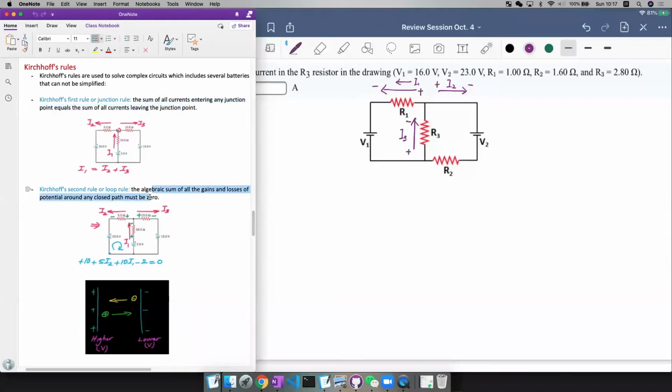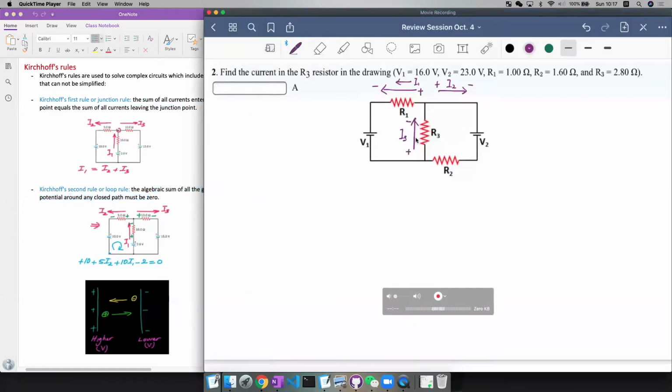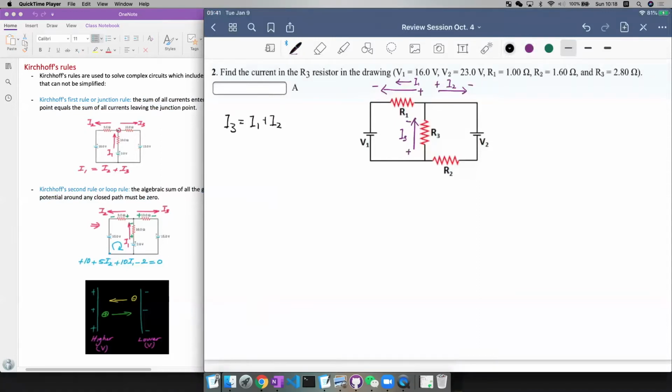We can use this rule to derive 2 equations because we have 3 unknown variables here, right? We have I1, I2, I3, and we are looking for I3. So from the first rule, we have I3 equals I1 plus I2, right? This is the first equation we have, and we still need 2 more. Why? Because we only want 1 unknown variable, which is I3. So we need 2 more, so we can substitute.